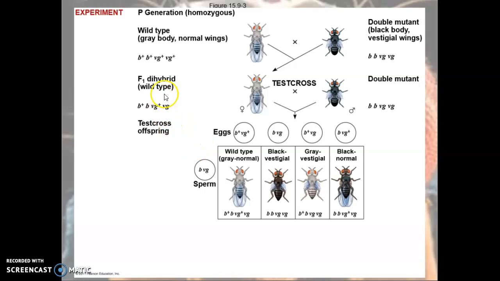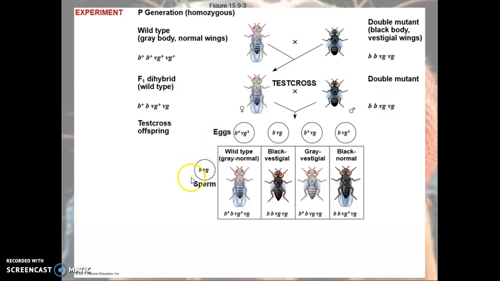This hybrid, or I'm sorry, this dihybrid here would create either eggs that are B plus VG plus, BVG, B plus VG, or BVG plus, like just foiling this, right? So you'd get those four types. And this bugger over here is always going to give you BVG, no matter what you do. So that's all we need to write down is BVG. Then these are the outcomes.